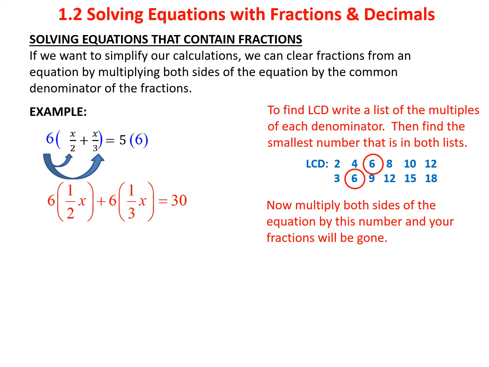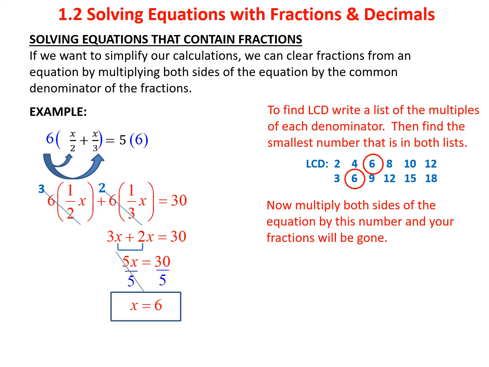Notice I recognize that 6 divided by 2 is 3, and 6 divided by 3 is 2. So on the left side, I have 3 times 1 or 3x, and then I have 2 times 1 or 2x equals 30. Combine terms, and now we can divide by 5, and our answer is x equals 6.